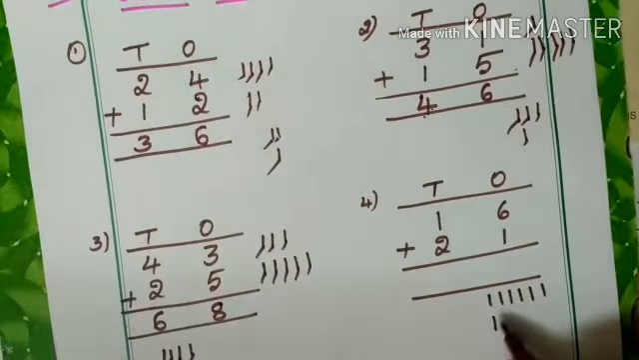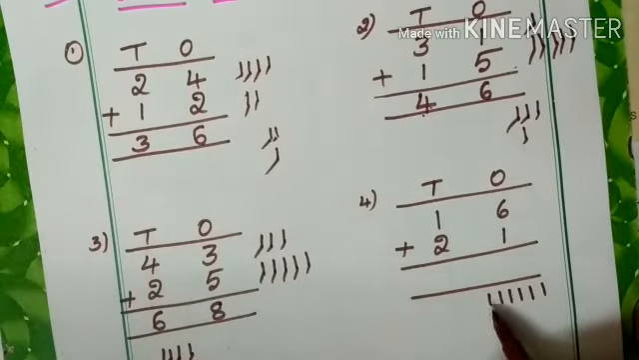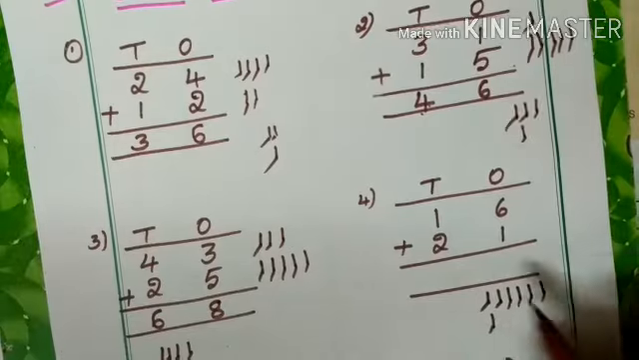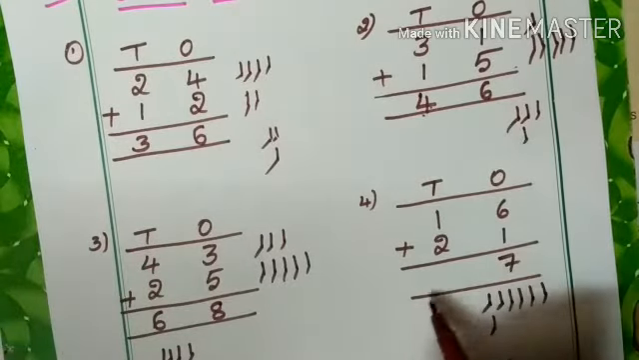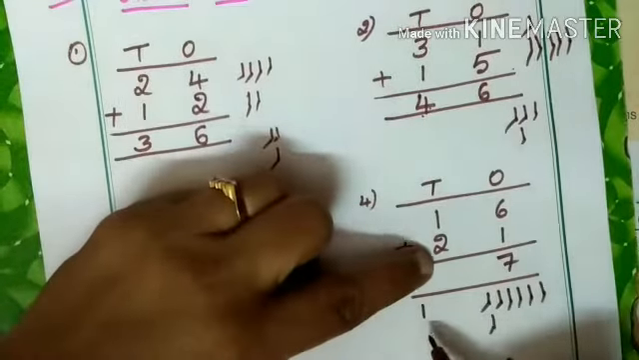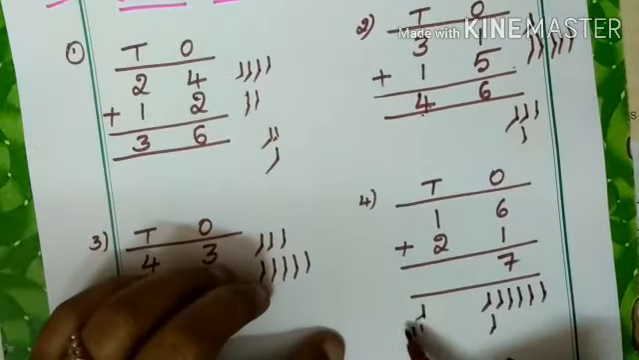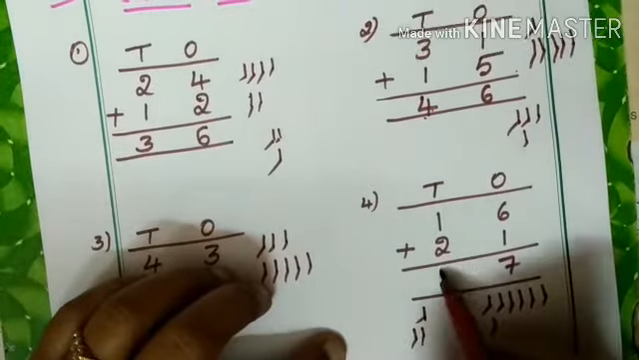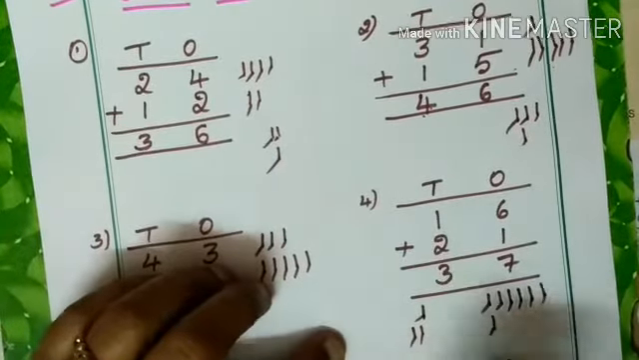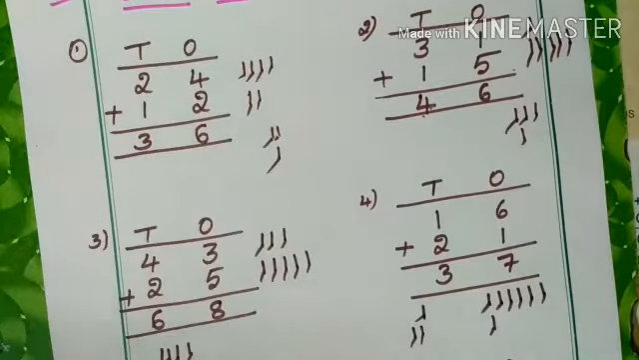Right here 1. Now all together how many are there? Let us count. 1, 2, 3, 4, 5, 6, 7. Right here 7. Here only 1 is there, and here 2 is there. Right here 2. 2 lines. Count it. 1, 2, 3. Total how many lines are there? 3 lines. Using an object also you can count it.